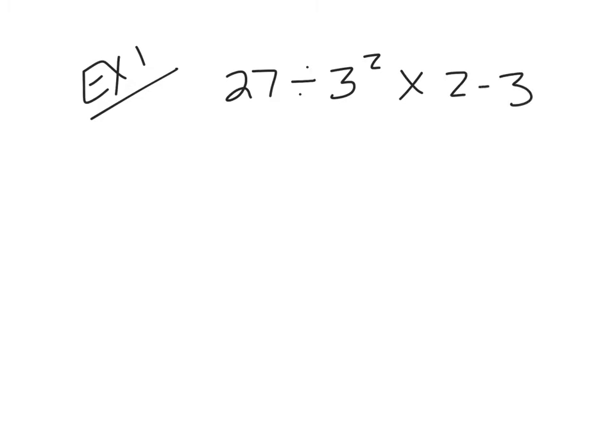Put this in your journals. Example 1. We're going to evaluate the expression 27 divided by 3 squared times 2 minus 3. So when you're doing all of these, if it helps you, write the acronym up top until you start remembering. But you guys had that pretty good.